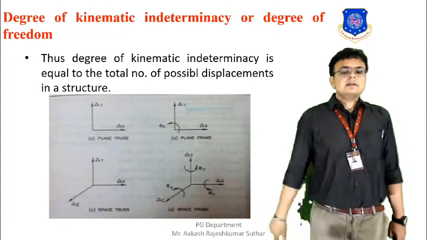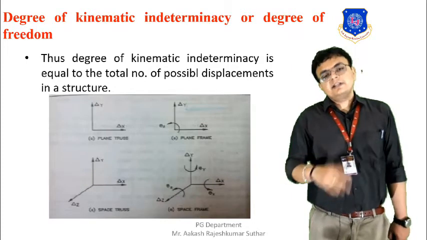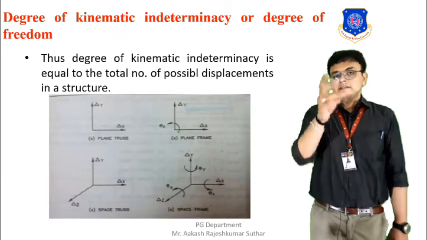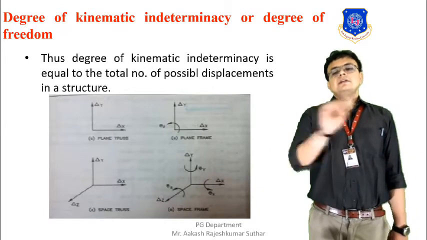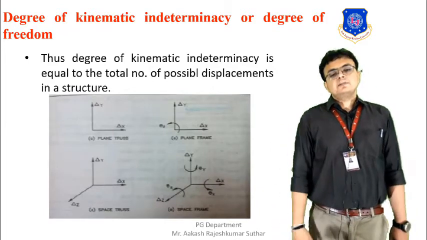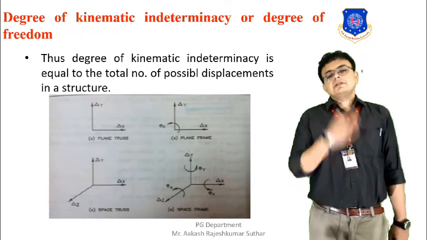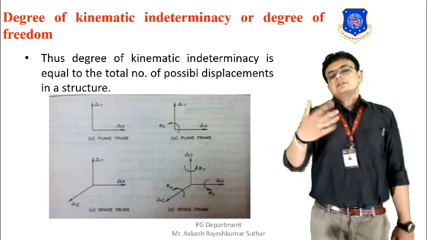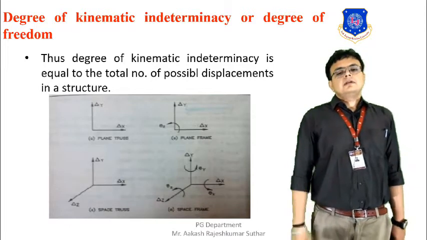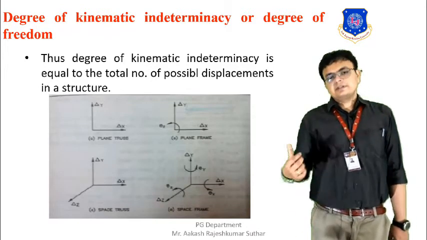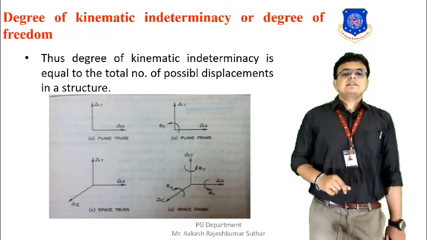You can see over here that in a plane truss there is only delta x and delta y. In a plane frame, delta x is deflection in the x direction, delta y is deflection in the y direction, and also the moment or rotation in that direction. In a space truss there will be displacement in all three axes. Delta here says that it is the displacement. Delta x means displacement in the x direction, delta y is displacement in the y direction, delta z is the displacement in the z direction.